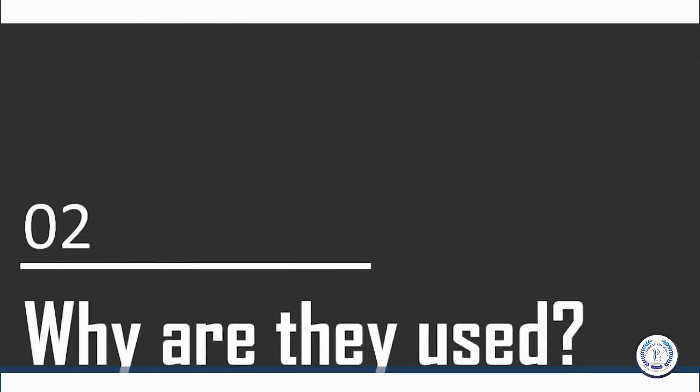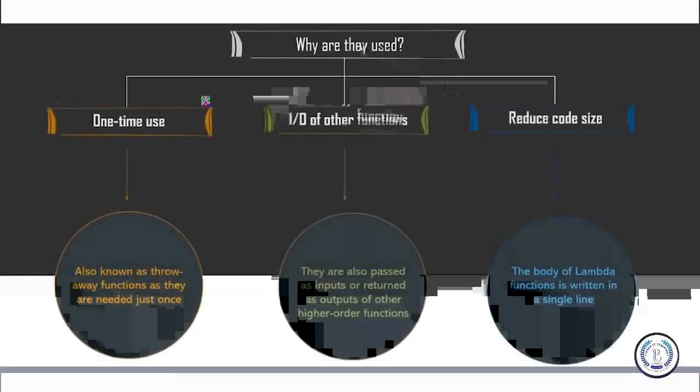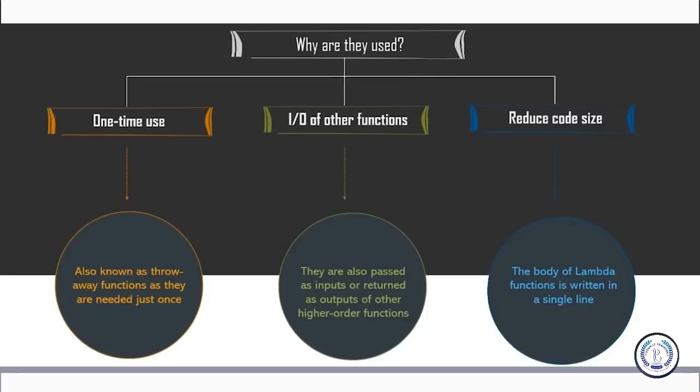Now that you're aware of what these lambda functions are, let's move on further to see why they're actually used. The main purpose of anonymous functions comes into the picture when you need some function just once. They are created wherever they are needed. Due to this reason, Python lambda functions are known as throwaway functions.